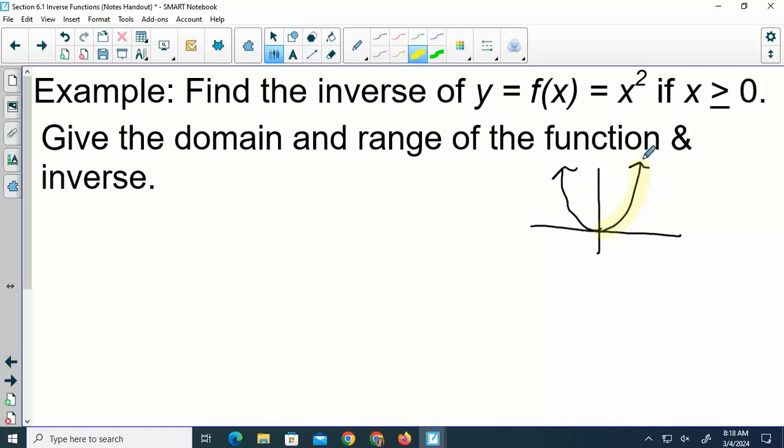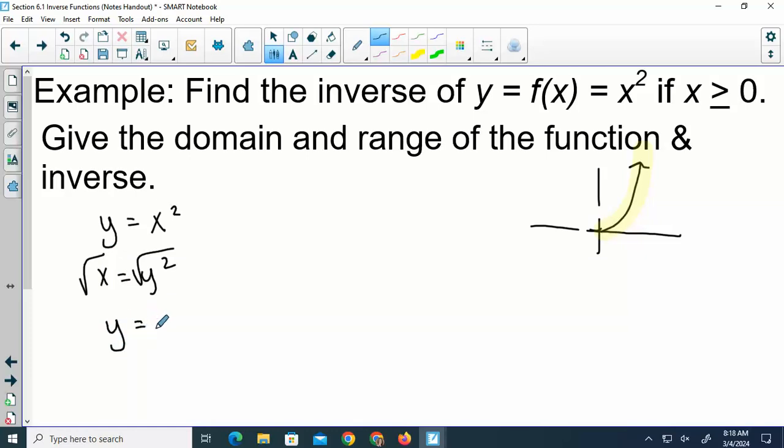However, if I'm only taking the part greater than 0, that means we're not looking at the other half of the parabola. Does that have an inverse? Yes. Okay, so we can take something that's not 1 to 1, and if we restrict the domain, we might be able to still find the inverse. So x is equal to y squared. Square root, typically with that you would add a plus or minus. However, since I already know x is positive, that means y has to be positive. So y is just the square root of x.